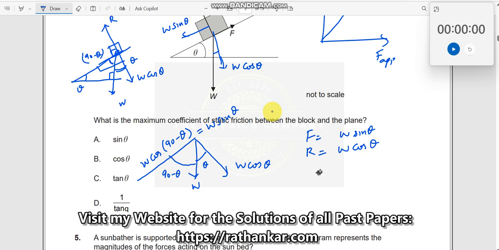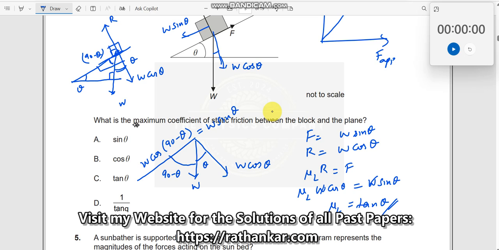So if that is the case, now what do we have here? Whenever it crosses the static friction, we can write mu L, the limiting coefficient, multiplied by R, is equal to the frictional force, right? So I can write mu L into what is R here? W cos theta is equal to W sin theta, right? So this W and this W go away. So what am I left with? Mu L is equal to tan theta.